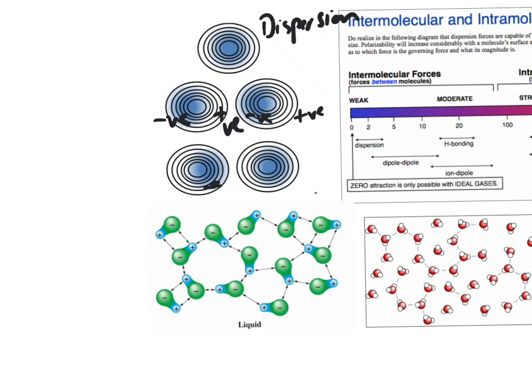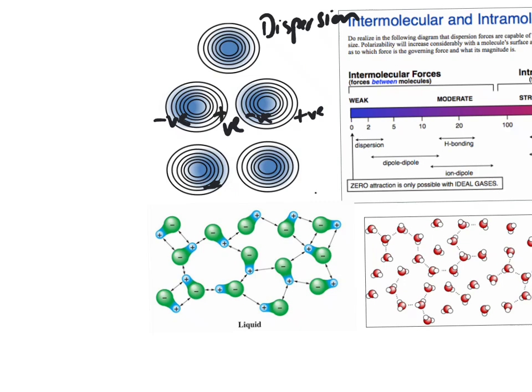So even noble gases, which we know do not react, we can take a gas and condense it down into a liquid. We can make liquid helium, for instance. But in order to be able to do that, we have to make those atoms interact. And the way they're interacting is with this dispersion force.